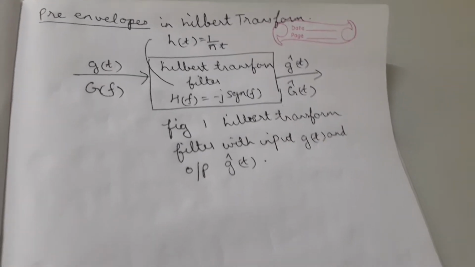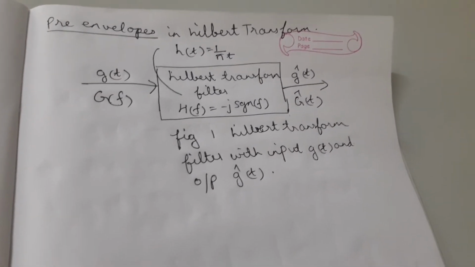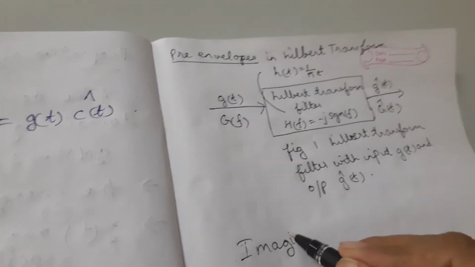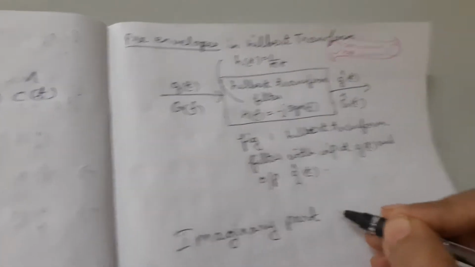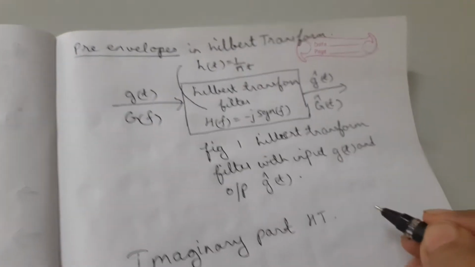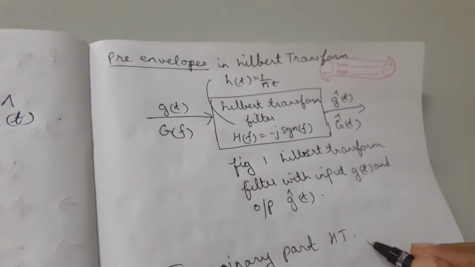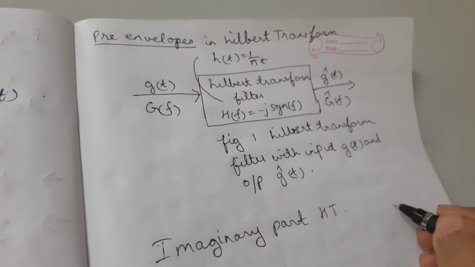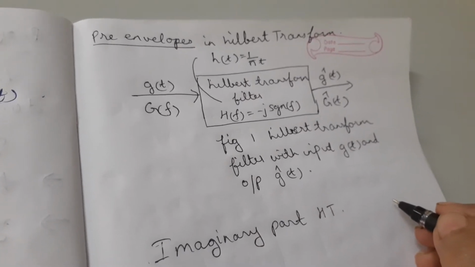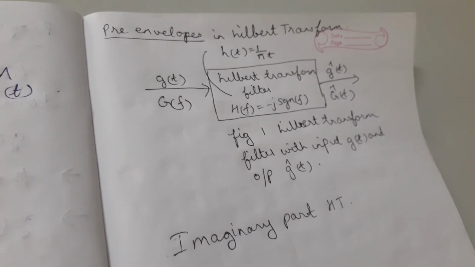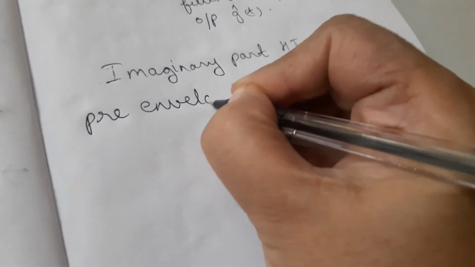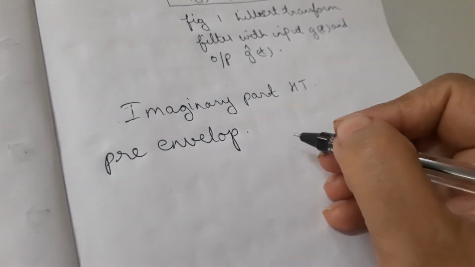Now if we talk about a signal in which the imaginary part, if we say that is the Hilbert transform of its real part, is known as an analytical signal. Now we will use the Hilbert transform to define a pre-envelope. How will we do it?